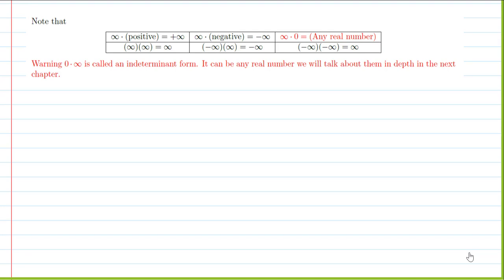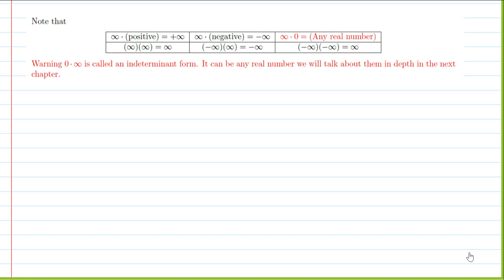So we're going to spend a whole section or so later on talking about these that are called indeterminate forms. They're special. We're going to have methods for handling them. But for right now, zero times infinity should put up a big warning sign in your brain. Something like danger, stay away. It's poisonous for right now. We don't want to play with it.